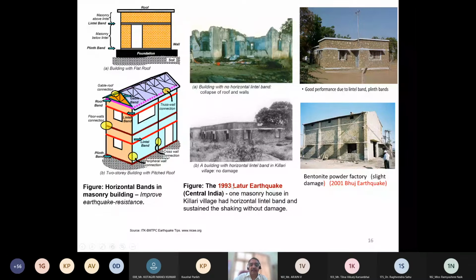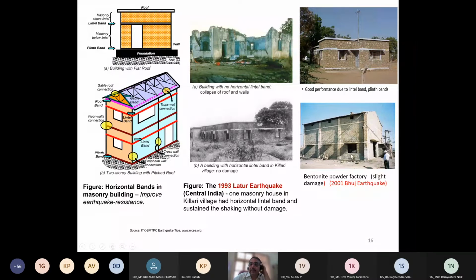This is from the 1993 Latur earthquake, central India. One masonry house in Killari village had a horizontal lintel band and sustained the shaking without damage. See this building with a horizontal lintel band here, no damage, whereas a building without such a band has failed here. Similarly, this is from the Bhuj earthquake.